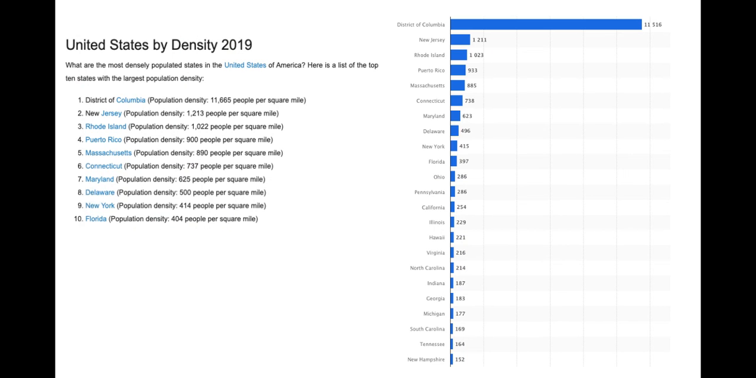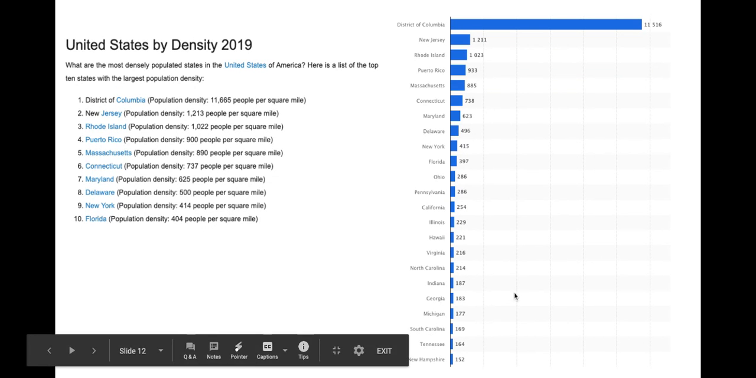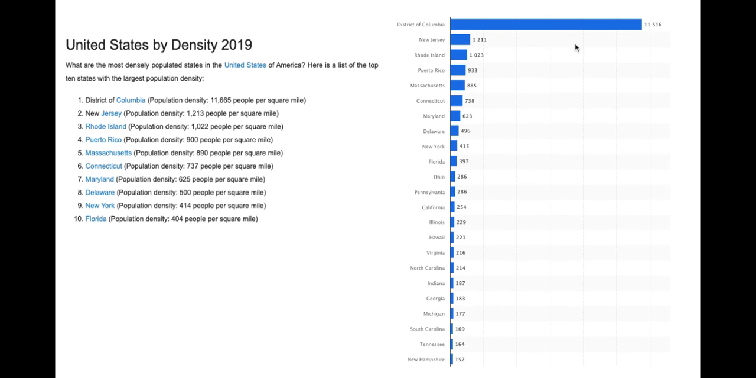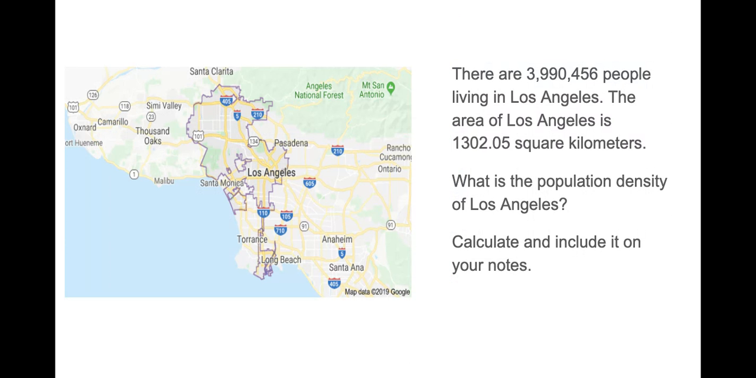And also by state, if we talk about the United States in 2019, these are the top 10 densest states. But this graph over here is from 2018, so these numbers are not going to be represented the same, because I couldn't find the graph for 2019. Anyway, so this is the population density by state.